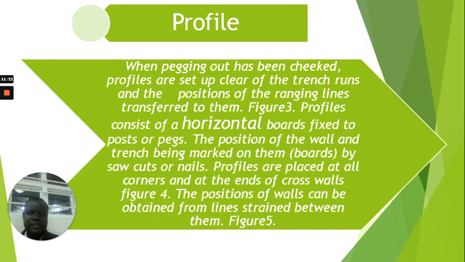So we said using pegging out has been checked. Profiles are set up clear of the trench runs and the positions of the ranging lines transferred to them, like figure 3 has illustrated. Profiles consist of horizontal boards fixed to posts or pegs, the position of the wall and the trench being marked on them by sockets or nails. Profiles are placed at all corners and at the end of cross walls, like figure 4 illustrates. The position of walls can be obtained from lines strained between them.